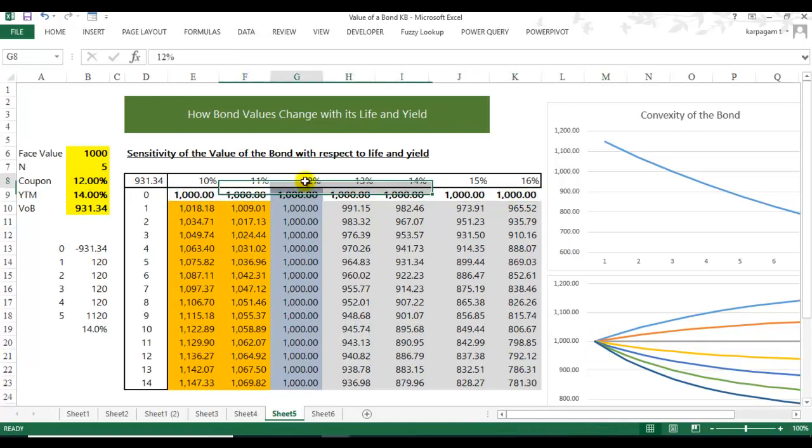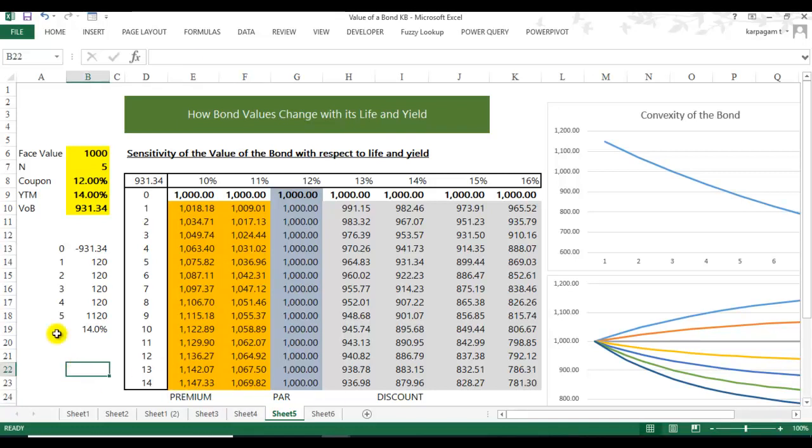When the yield of the bond is equal to the coupon, the bonds are trading at par. So this is a par bond. When the yield to maturity is greater than the coupon, the bonds are trading at a discount. And when the yield drops below the coupon, the bonds are trading at a premium.